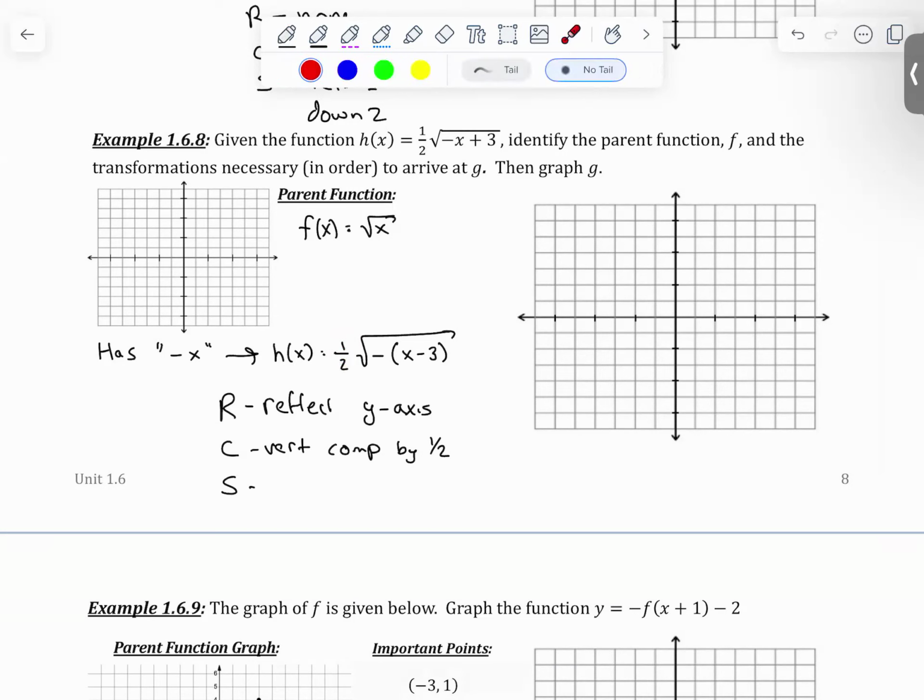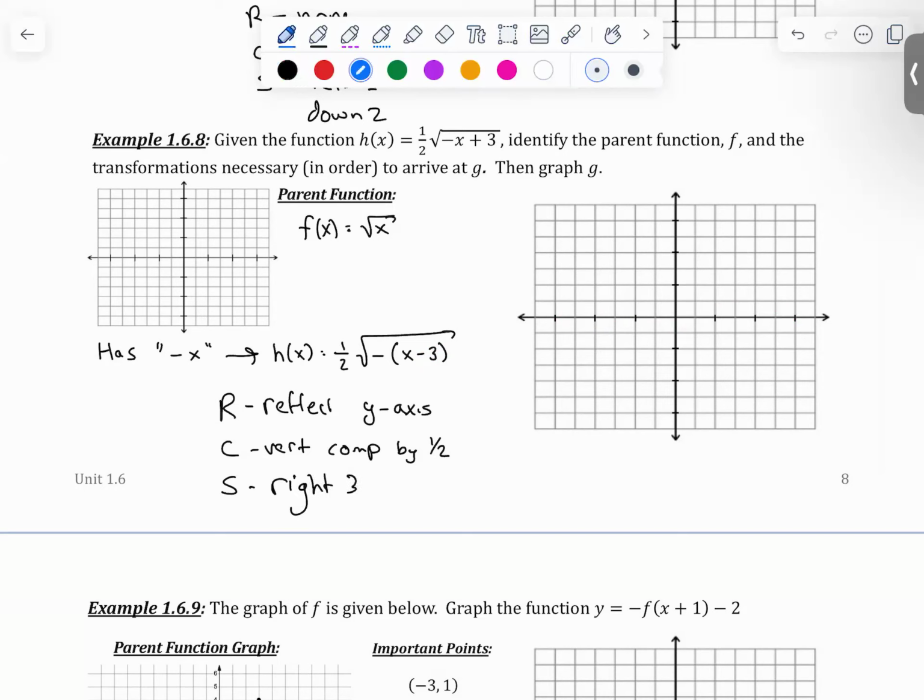And then we look for shifts. There's no adding or subtracting on the outside, so there's no vertical shifts, but there is a -3 on the inside. And so -3 would make you think you're going backwards, but it's counterintuitive because it's the horizontal stuff. So we'd move 3 units to the right. So right 3.